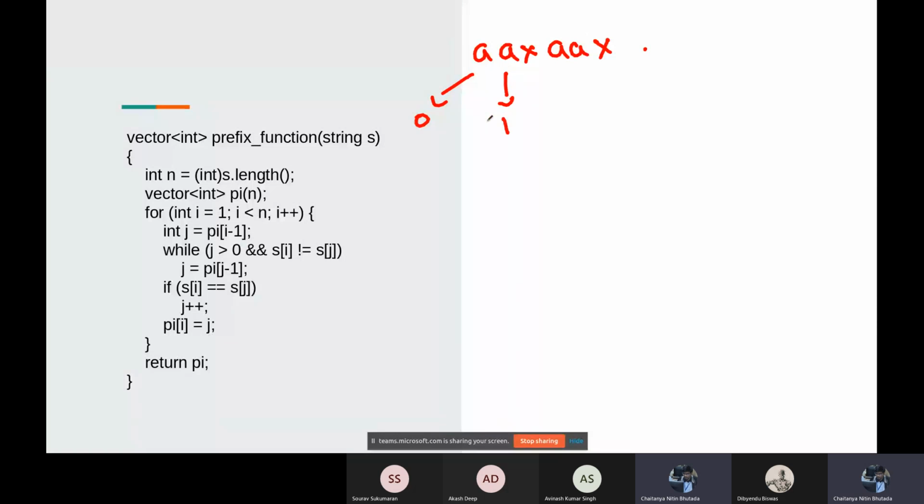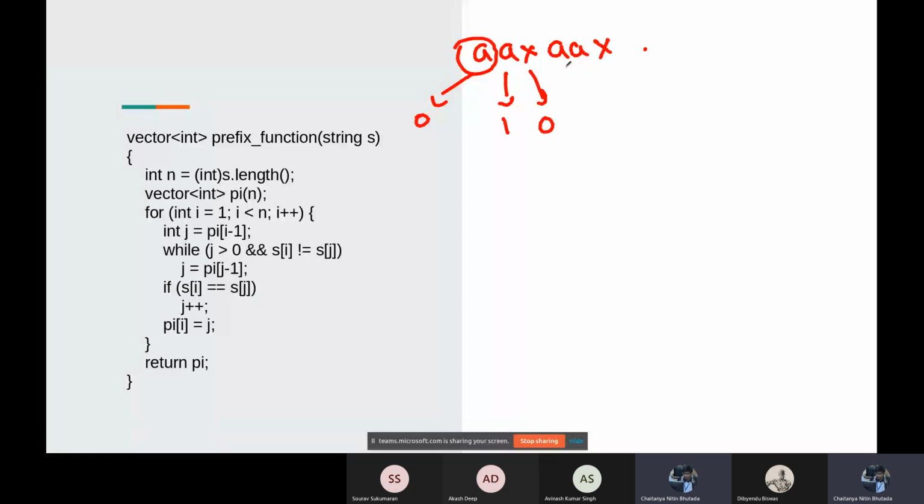Now for x, we put j equal to 1. Now j is greater than 0, and s of I, x, is not equal to s of j. So we take j equal to pi of j, j was 1. So we take the pi value of this, which is 0. So j equal to 0. We don't go here as j is equal to 0 now. So if we check s of 2 equal to s of 0, which it is not, we don't increase j, we directly put 0.